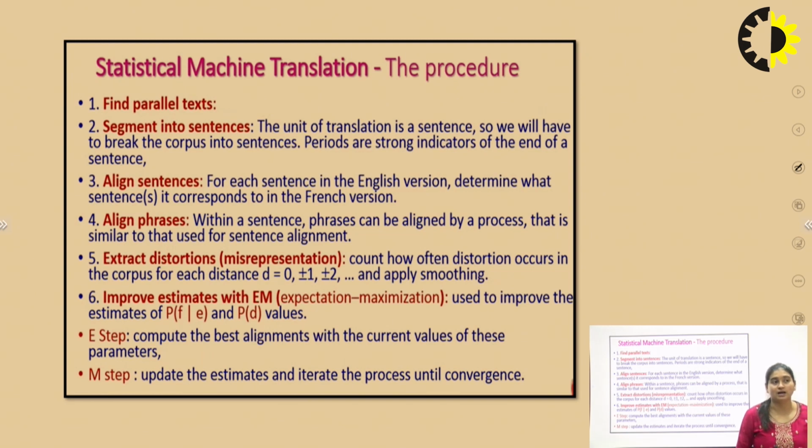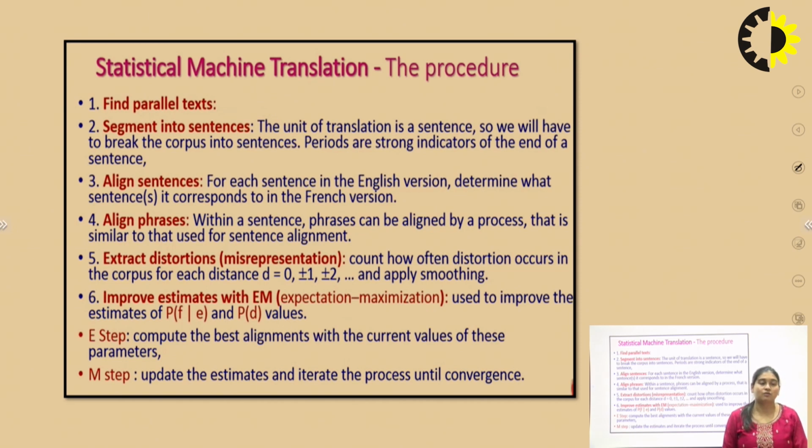The fourth one is align phrases. Within a sentence there are certain phrases, and they can be aligned by a process that is very similar to that used for sentence alignment. So we are going to do 2 alignments here. First is the sentence alignment, and second is the phrase alignment.